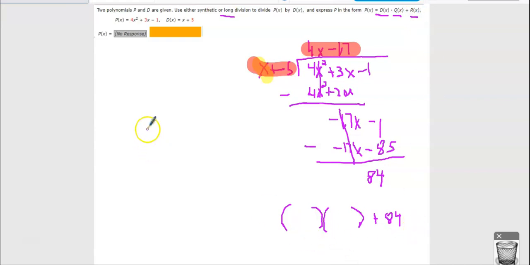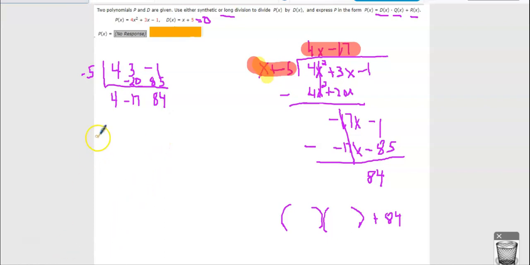Okay, now a quicker way to do it using synthetic, you just write the coefficients. And when you set this equal to 0, you're always using synthetic division with the zero. So this is actually a negative 5. So you bring 4 down, and you're going to do multiply, add, multiply, add, multiply, add. That's negative 17. Negative 5 times negative 17 is 85. And then you get 84.